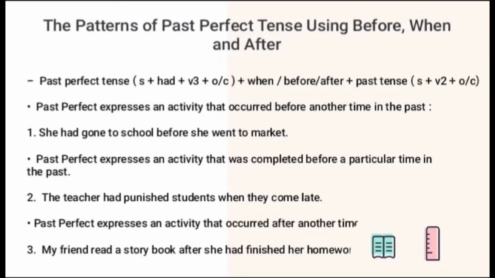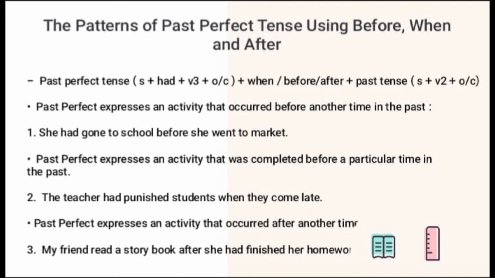Next, the pattern. There are 3 patterns of using when, before, and after. So, the past perfect tense: subject plus had plus verb 3 plus complement plus when or before or after plus past tense, or subject plus verb 2 plus complement. For example, 1. Past perfect expresses an activity that occurred before another time in the past. 1. She had gone to school before she went to market. 2. The talent show had begun before we arrived in the hall.